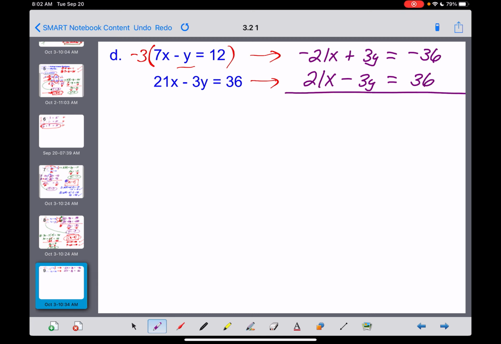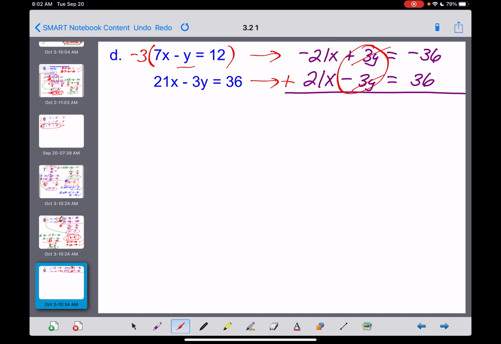We're going to draw a line underneath, and we're going to add these two equations together, and something weird is about to happen. Our plan here was to eliminate the y's, and sure enough, 3y and negative 3y cancel each other out. That's exactly what we thought would occur. But now something different happens than what we've seen before.